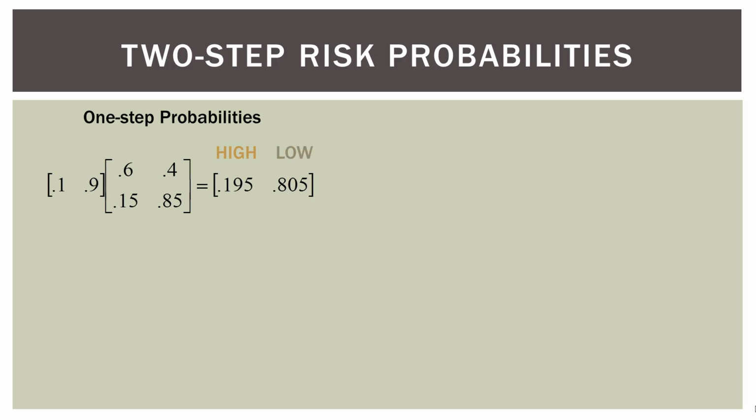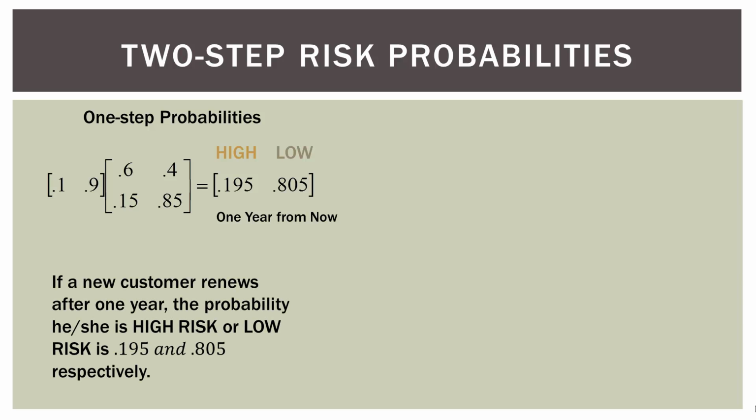Now here are our one-step probabilities in terms of our initial state vector. They're on the left, the 0.1 and 0.9. And then we have our transition matrix next to it. When we multiplied those together, we had 0.195 probability for high risk and a low risk probability of 0.805. So that's 1 year from now, 1 year into the future. So if a new customer walks in, the high risk, low risk probabilities are 0.195 and 0.805. We've already covered this. But what about 2 years from now? So 1 more year than this.